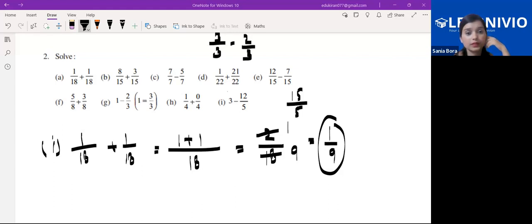Ma'am, for the second one, once I added, I cannot simplify it because both of them cannot go in one table together. So, ma'am, we'll stop there, right? Yes. If you cannot further solve it, just leave it like that. Okay.